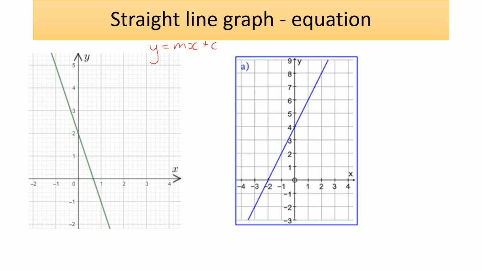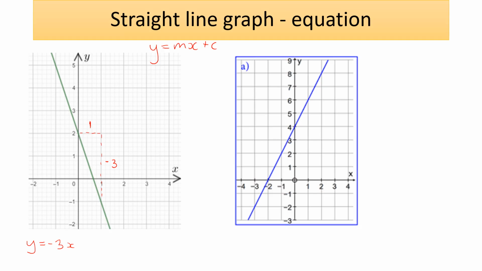Okay, I need to find the gradient of this line. Okay, so I'm going to use a little triangle like this. Okay, and I'm going to work out the change in y and the change in x, because remember, to work out the gradient, you need to divide change in y by change in x, or in other words, work out how many units you need to go up and down for every unit you go across. Okay, so here I go 1 unit across, and then I need to go 3 down. That means that the gradient is negative 3.